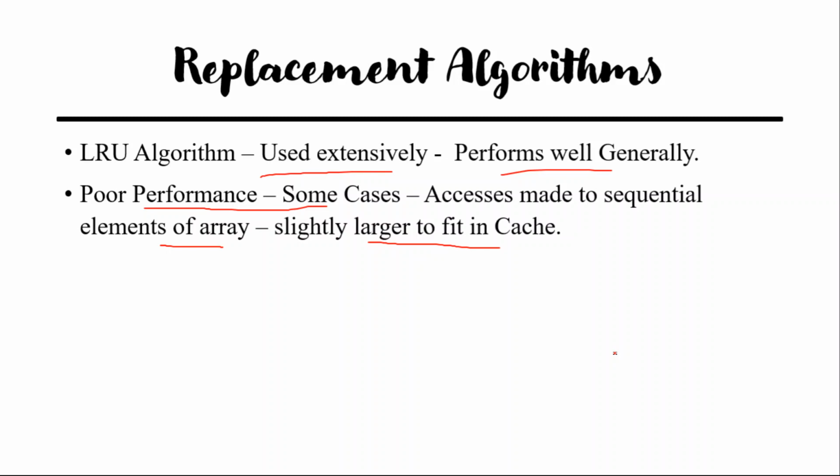In that case the replacement of the LRU algorithm performs poorly, because there may be a lot of swapping going on. It may not be able to identify the right element to replace. As you are accessing the elements sequentially from the array, you may immediately require the element which was moved out of the cache. Getting that from memory again becomes a costly operation.